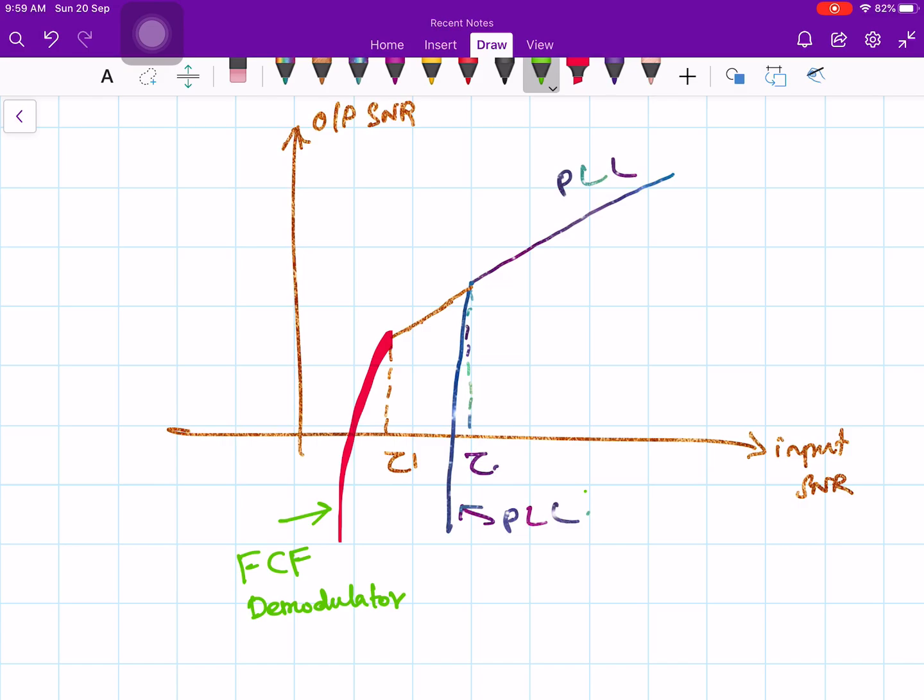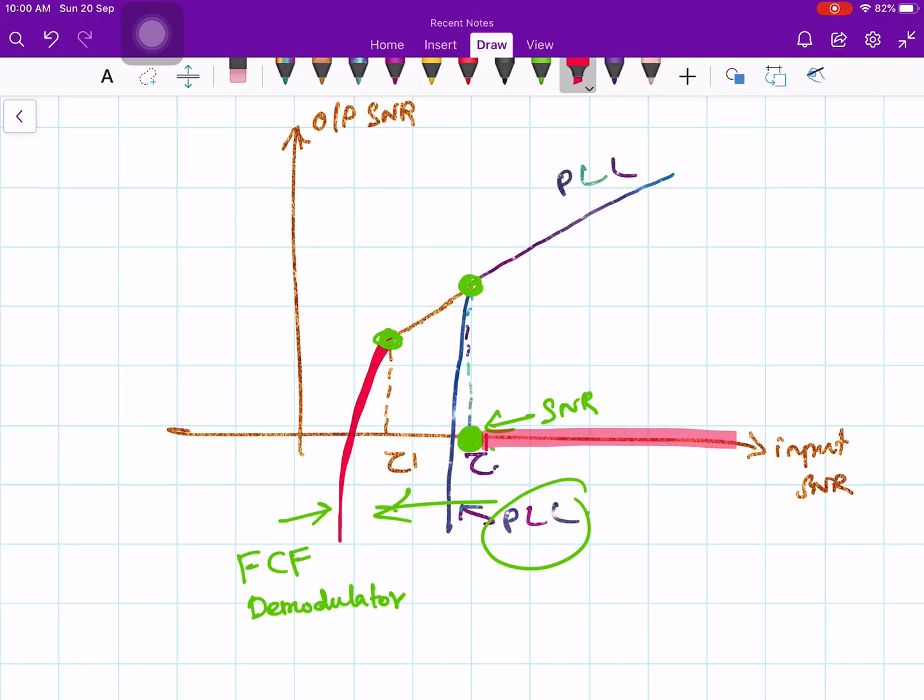So if you use PLL alone, this is my threshold point. If you use frequency compressive feedback, your threshold point is moved towards the left hand side. Okay, at this SNR, this point of SNR is called the threshold SNR for your PLL. Okay, that means you have to maintain this SNR, at least you have to maintain this SNR. If the input SNR is above this value, you are fine. If the SNR falls below this value, what will happen? Your system will break. Okay, that's what we are trying to do in your PLL.